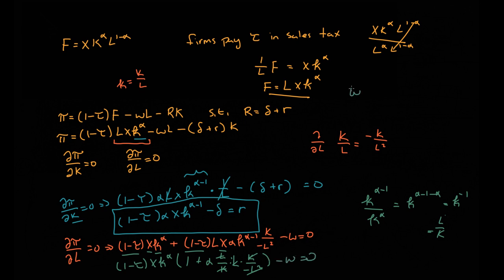So we're going to have w equals 1 minus tau. And then over here, we're just left with 1 minus alpha. 1 minus alpha x k alpha. And that's it. That's the other one. Let me double check I didn't miss anything. 1 minus tau x k alpha and 1 minus alpha. Good.